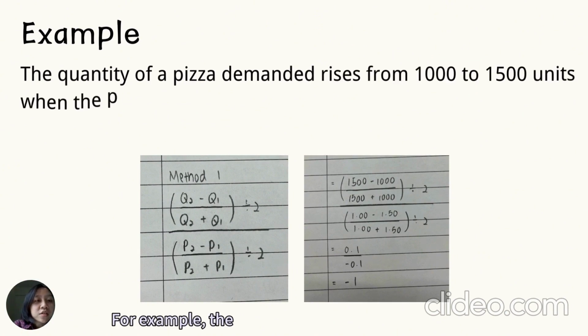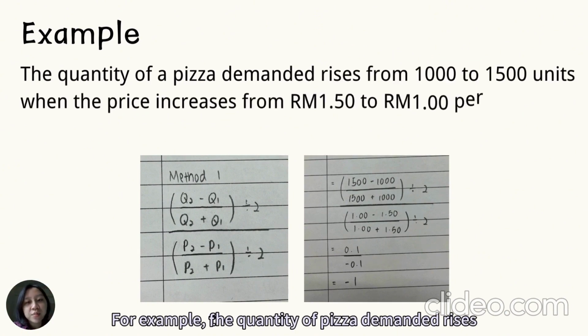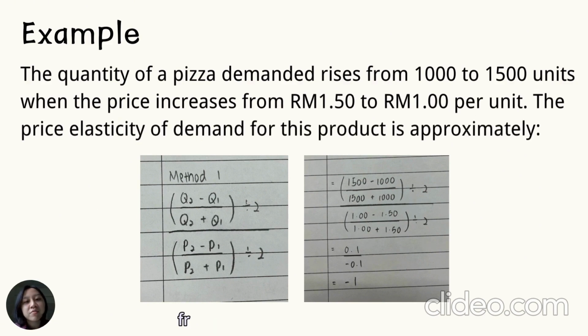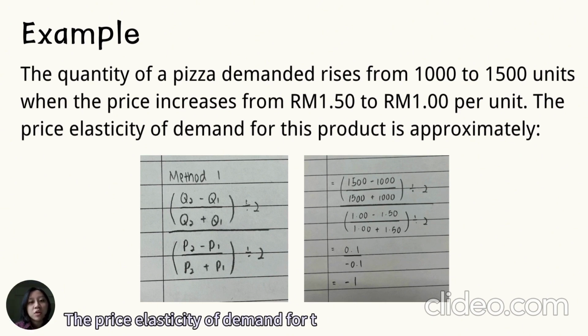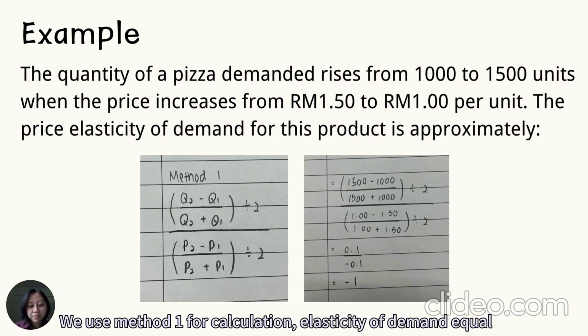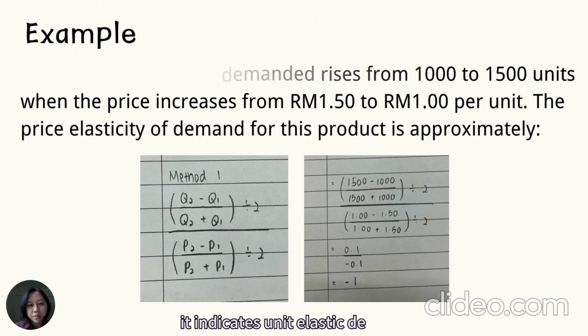For example, the quantity of pizza demanded rises from 1,000 to 1,500 units when the price decreases from 1 ringgit 50 cents to 1 ringgit per unit. The price elasticity of demand for this product is approximately... We use method 1 for calculation. Elasticity of demand equal to -1 indicates unit elastic demand.